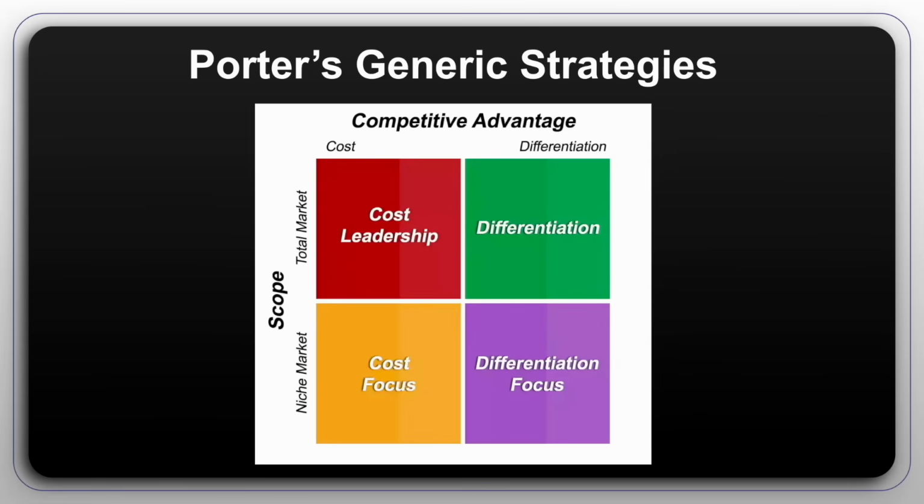And the last strategic business tool we'll talk about is Porter's generic strategies. So Porter's generic strategies are a set of strategic approaches developed by Michael Porter, as the name suggests, to help businesses understand where they stand in the industry and to help them gain a competitive advantage. So again, there are 4 quadrants in this diagram. There's cost leadership, differentiation, cost focus, and differentiation focus.